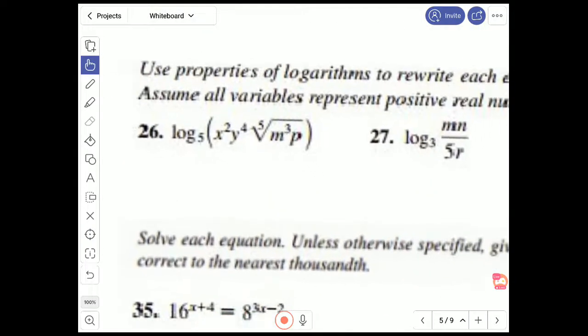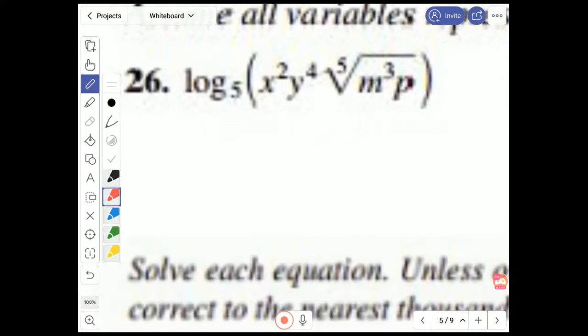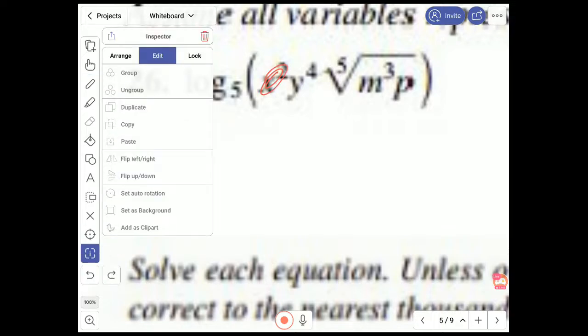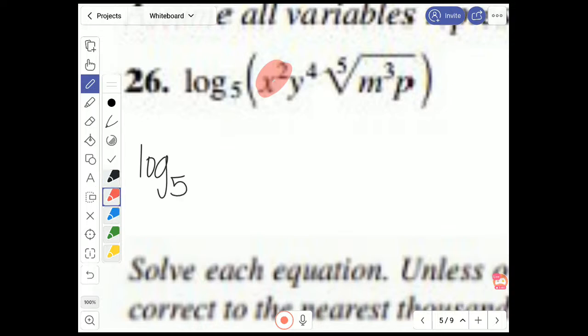The only exception to that would be if I had a coefficient. So like here, I have 3 variables and a coefficient, so I'm actually going to still have 4 terms there. So I'm just looking at how many variables, how many terms do I have, and then each variable becomes its own log. Each variable becomes its own log. There we go. So this x squared is going to become the log base 5 of x squared.